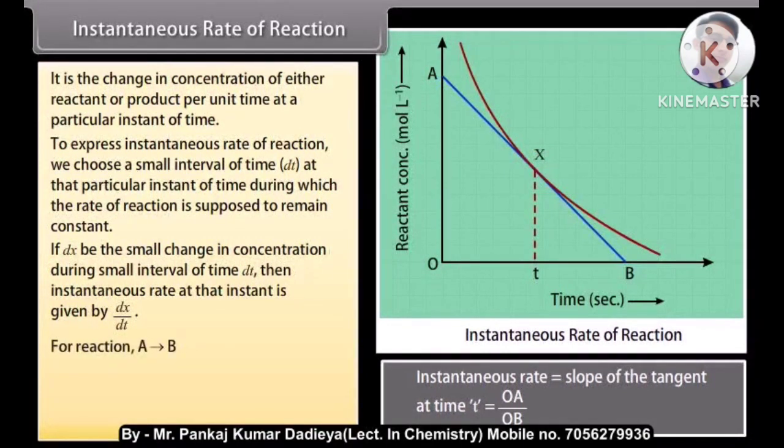For a reaction in which A tends to B, instantaneous rate is equal to dB by dt.